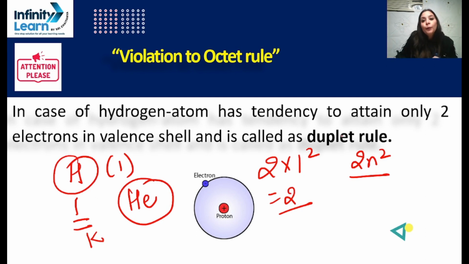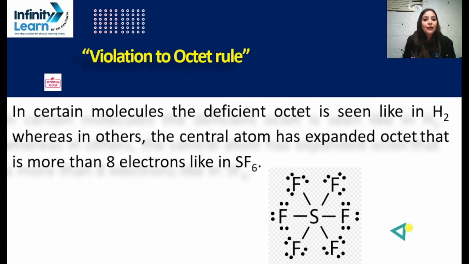What they obey? They obey the duplet rule, because they have only one shell, that is the K shell, and the K shell can hold a maximum of only 2 electrons. Okay, so it is one of the exceptional cases of the octet rule, that hydrogen and helium go for the duplet rule. They don't struggle for octet completion.